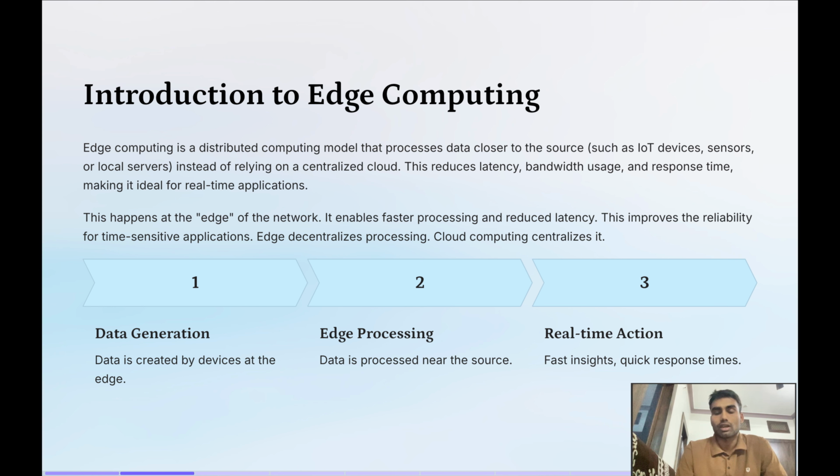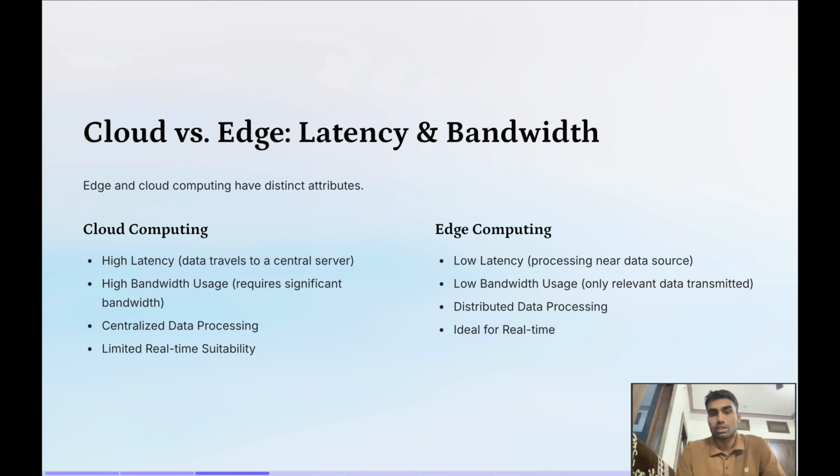So now we're going to talk about the difference between cloud and edge. Here are some points on the basis of latency and bandwidth. First, high latency. Cloud has high latency because we have to send data to the cloud even for a small analysis, and then we get the response. So of course it is going to have high latency. The data transmission will take time.